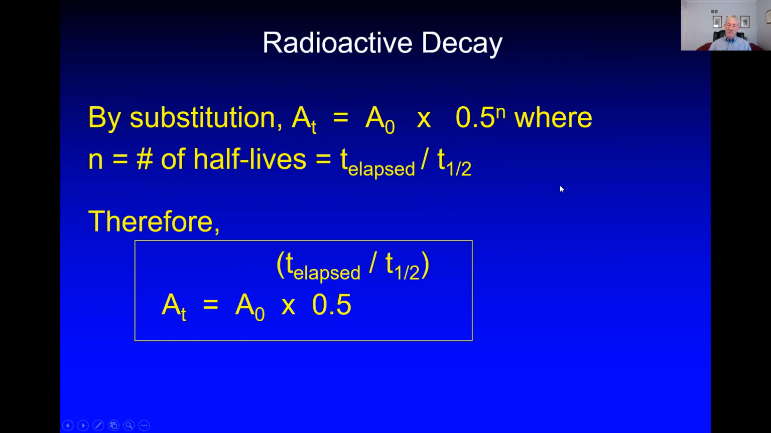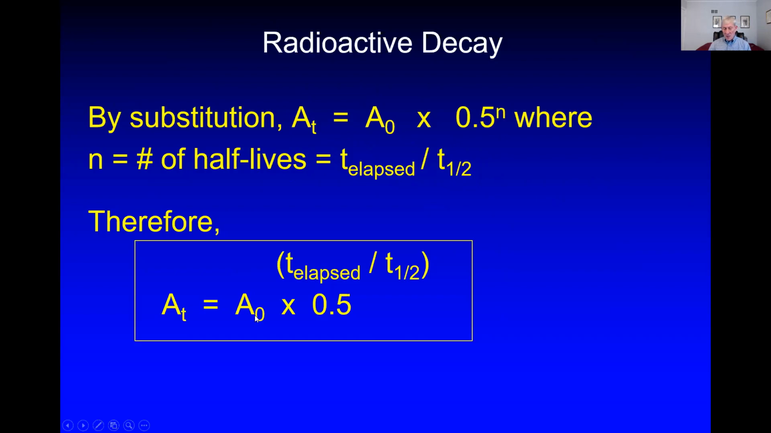Who's got it? 4. Good. You took the elapsed time, 24 hours, divided by the t1/2, 6 hours, and you came up with n. So you can see that this is correct. The number of half-lives is t elapsed over t1/2. So if we take this term and substitute it for n, look what we've got.